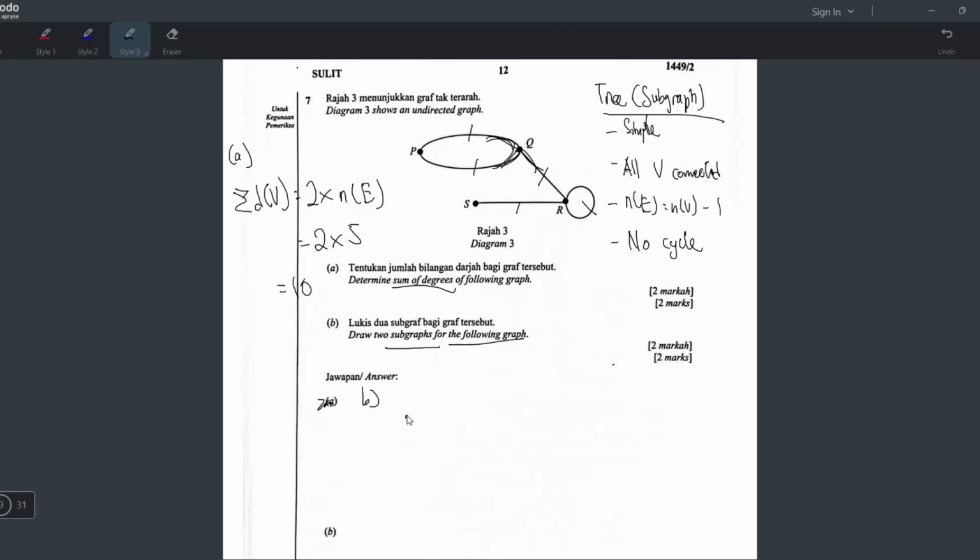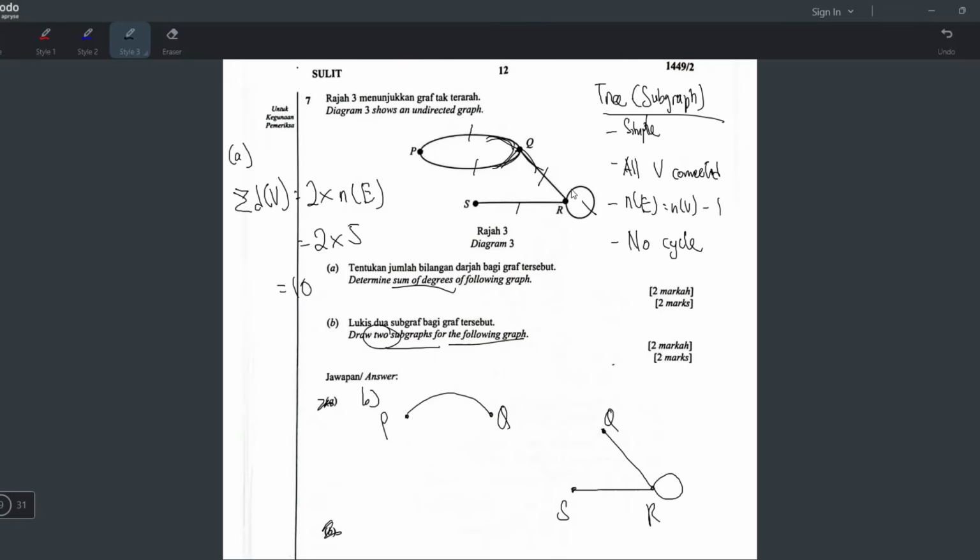Okay, B to Q. So it's like that, and then like that, and then I'm done. But I want you to draw two. So for the other subgraph, I will maybe just draw just this part of the curve. So it's like that, and like that. So R, Q, S. Yeah, this is my first subgraph. This one is my second one. So that's all done already.